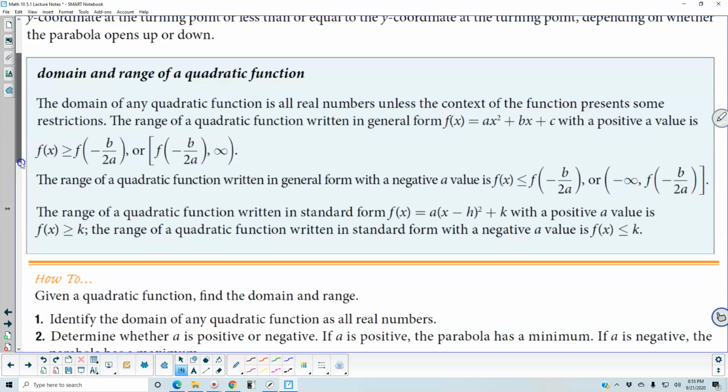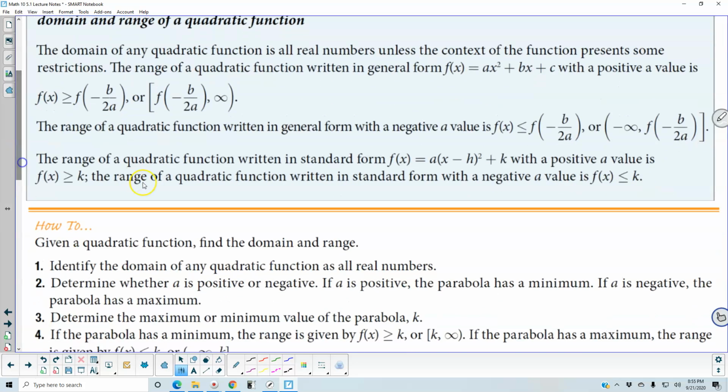Now, the range of a quadratic function written in general form with a negative a value would be less than or equal to, so you would have parentheses negative infinity, and then the value of k with a bracket. The range of a quadratic function written in standard form, f of x equals a times x minus h squared plus k, with a positive a value, is f of x greater than or equal to k, and with a negative a value it is f of x less than or equal to k.